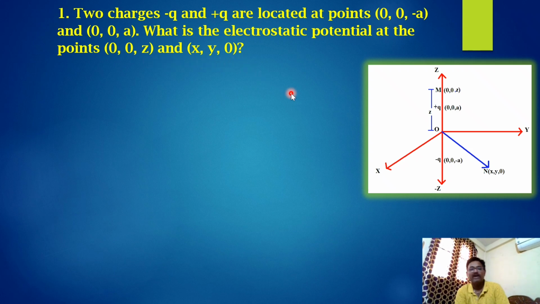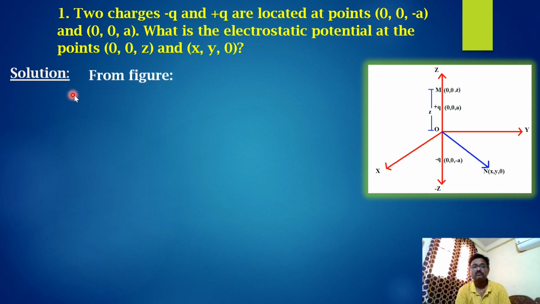So we have to find the electrostatic potential due to these two charges at a point 0, 0, z, which is along the positive z axis, and another one at a point x, y, 0, that is in the xy plane.